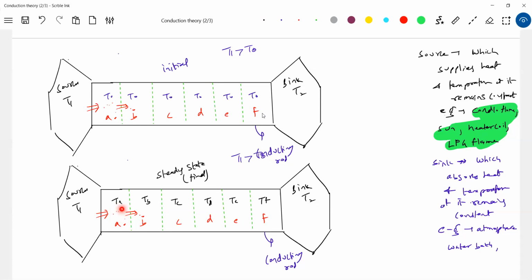No longer further rise in temperature of this element. It will be only involved in transfer of heat. So at one instant, what we can call steady state, this segment A will no longer absorb heat. It will be only involved in transfer of heat. What all heat it will get from the source, it will just give to segment B. Segment B also, no longer further absorption of heat. It will be only involved in transfer of heat. What we are going to discuss is this particular steady state here.